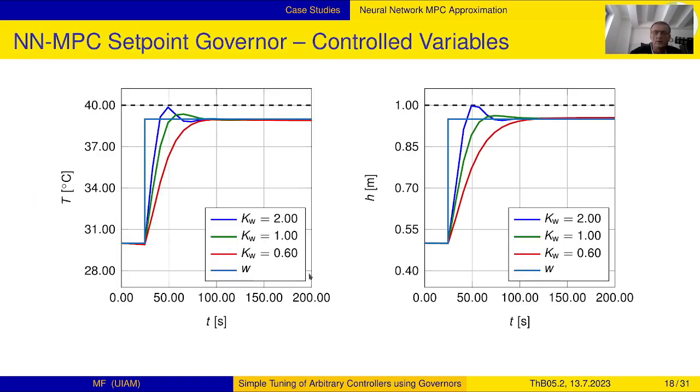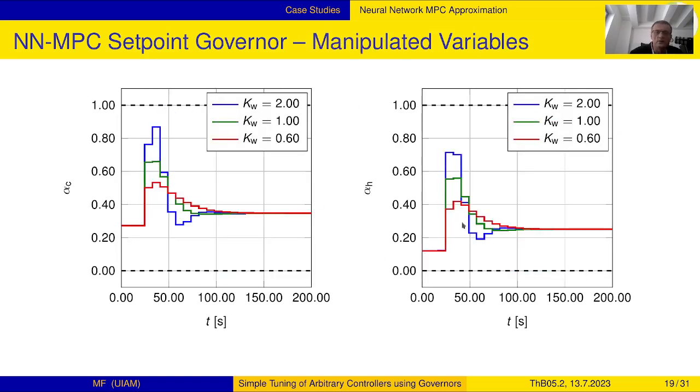Instead, we will use the setpoint governor. You can again see here the outputs of the process, the temperature and height. And the nominal one is the green one. And we can effectively change the speed of both outputs. They are still within the constraints. And also the two manipulated inputs, the valve openings. We can see that we can easily go between cautious control and a more active controller.